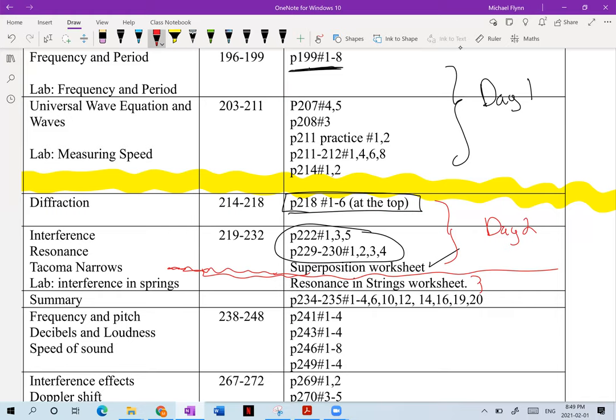And this is exciting. On Wednesday, I have the best demonstration you'll ever see. You're going to love it. So I'm looking forward to showing it to you. And it has to do with this topic of interference. So I think you'll like it. And I'm going to end it there.